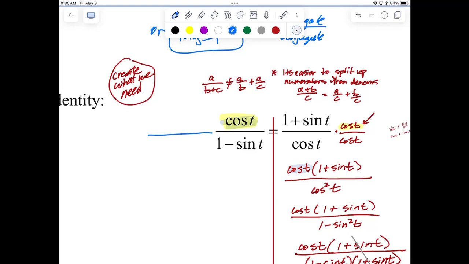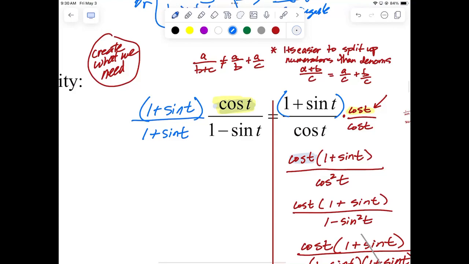So I see 1 minus sine. I'm going to multiply by 1 plus sine over 1 plus sine. Now, you could also think about it as creating what we need, because by multiplying by 1 plus sine in the numerator, isn't that what we need in the numerator on the other side? Yeah, so in a sense, it's also creating what we need, but we're doing it with the conjugate over the conjugate. Now look what we have. In the top, we don't distribute. We just keep it as 1 plus sine of t because we need that exposed times cosine of t.